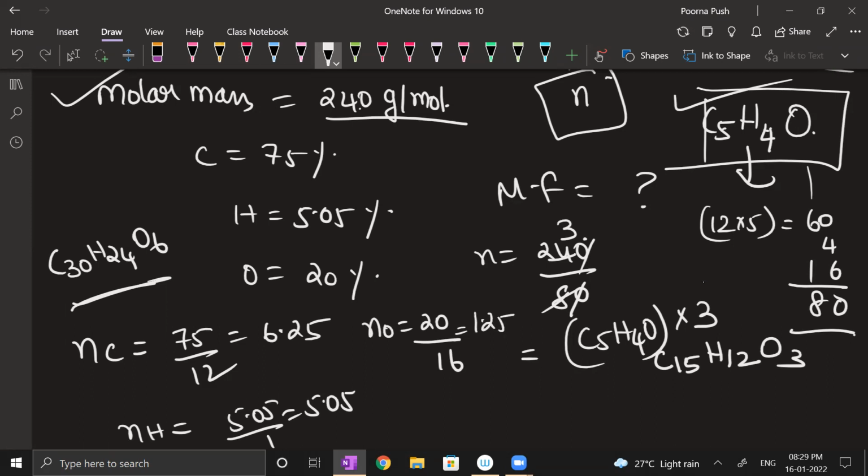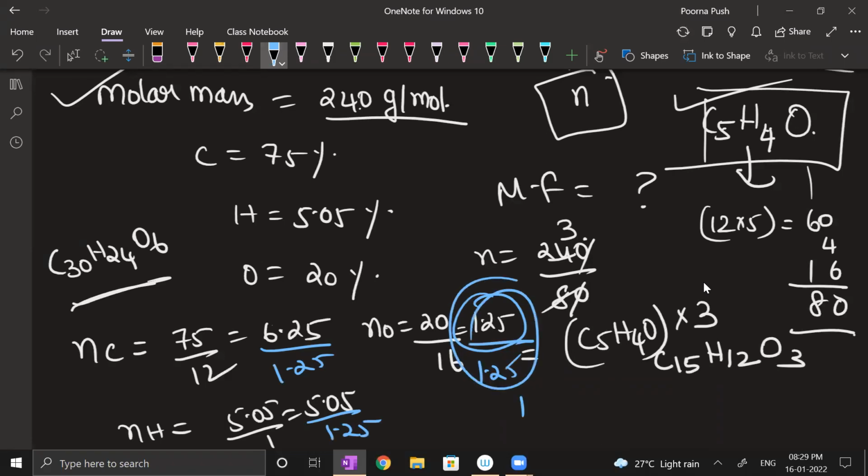Divide throughout with the least number of moles. This is the least, so divide everything by this, 1.25. So oxygen becomes 1. 6.25 divided by 1.25 is 5. So carbon becomes 5, hydrogen becomes 4.04, so we take it as 4. C5H4O is the empirical formula. Understood till here? Yes, ma'am.